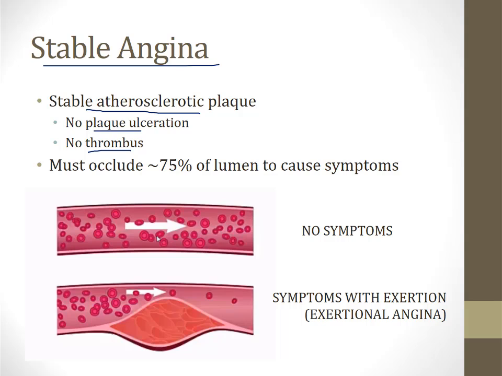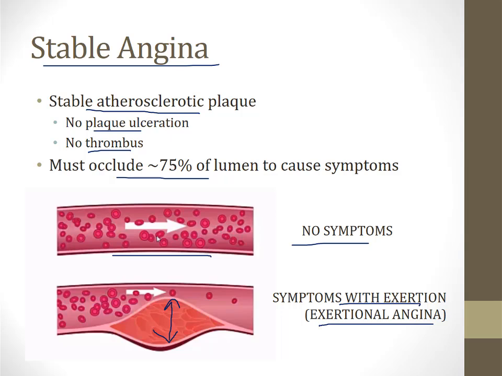Now, in order for symptoms to occur from a coronary plaque, that plaque must occlude at least 75% of the lumen. If you look at the bottom of the screen, a normal vessel is shown here, and this leads to no symptoms. At the bottom, we have a plaque that has grown to obstruct 75% or more of the lumen. When this happens, patients are generally comfortable and pain-free at rest. However, when they exert themselves and increase the myocardial oxygen demand, that leads to exertional angina.